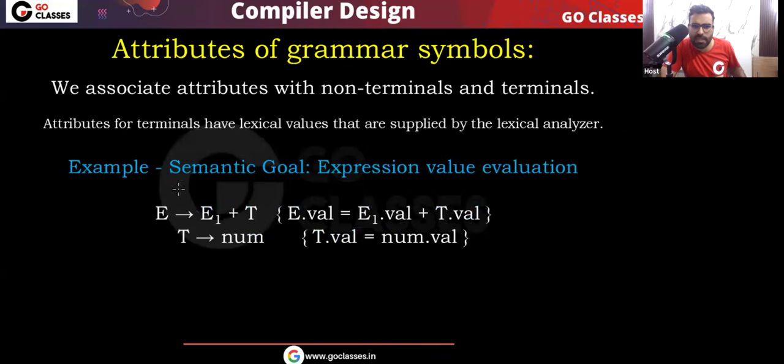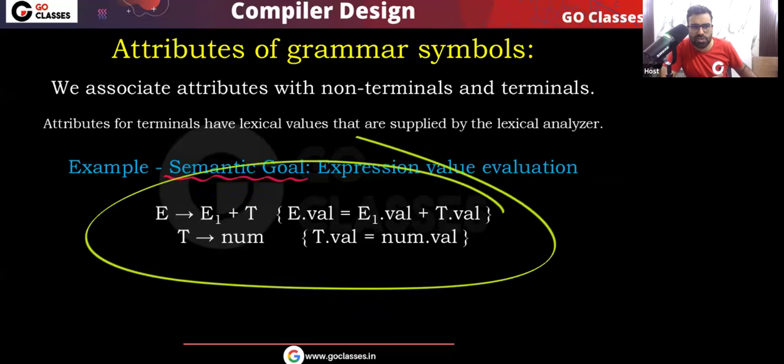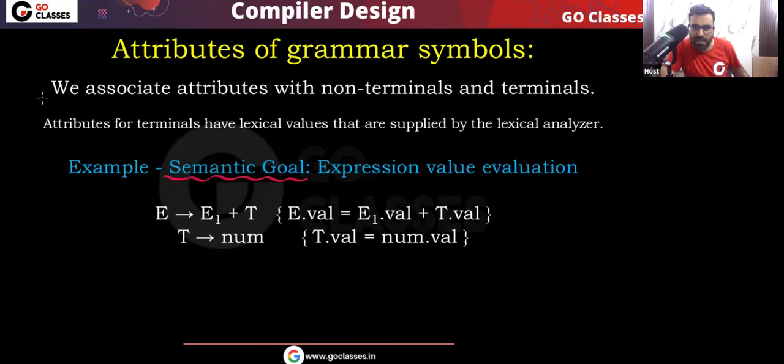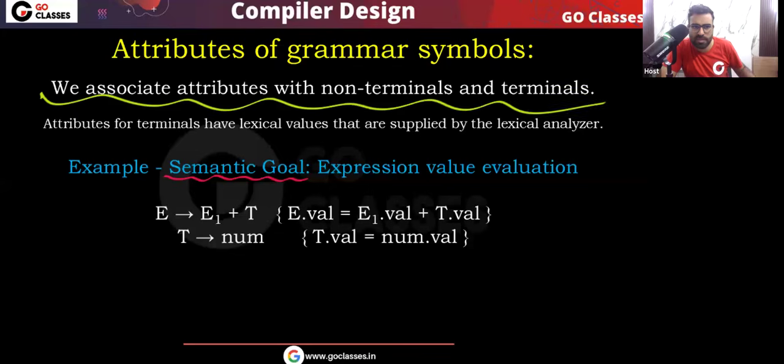Let's consider this example. Let's assume our semantic goal, the semantic analysis that I want to perform, is expression value evaluation. We want to evaluate an expression. So in this case, which attribute will I choose for the grammar symbols? Very simple: val. This value attribute, val, I can associate with the grammar symbols. So you can see we associate attributes with non-terminals and terminals.